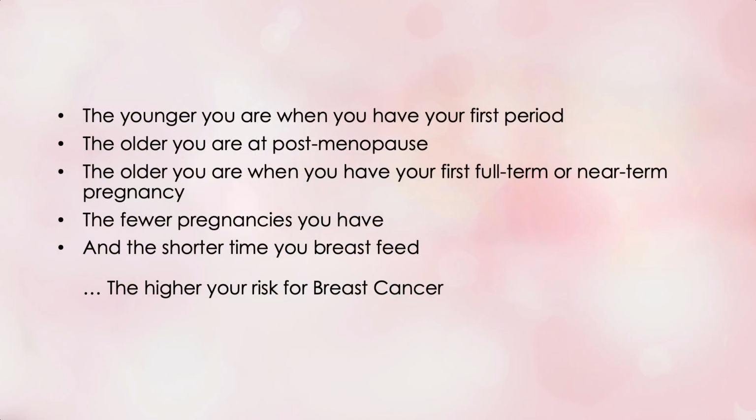So with these 3 examples, you see that the younger you are when you have your first period, the older you are at postmenopause, the older you are when you have your first full-term or near-term pregnancy, the fewer pregnancies you have, and the shorter time you breastfeed, the higher your risk for breast cancer.